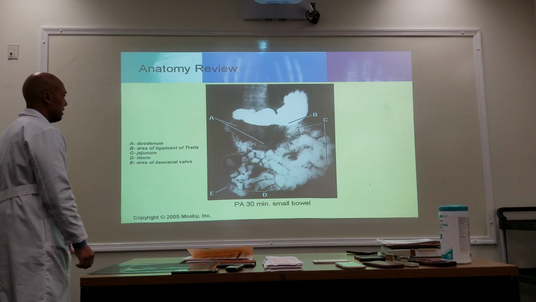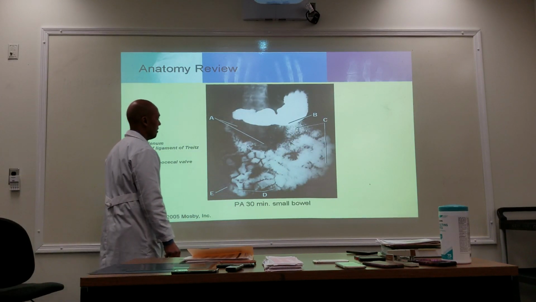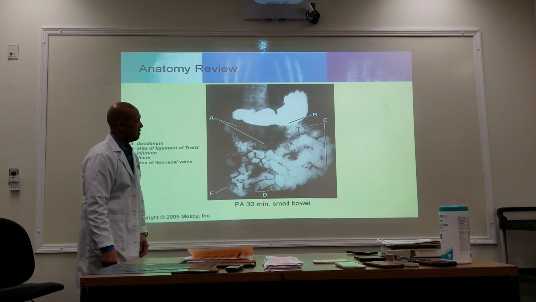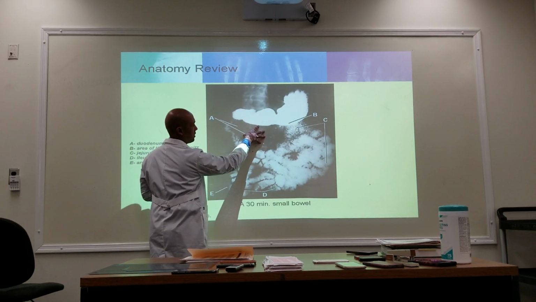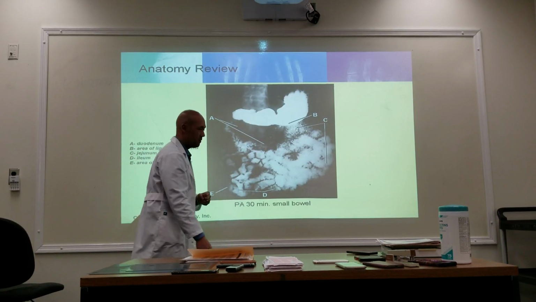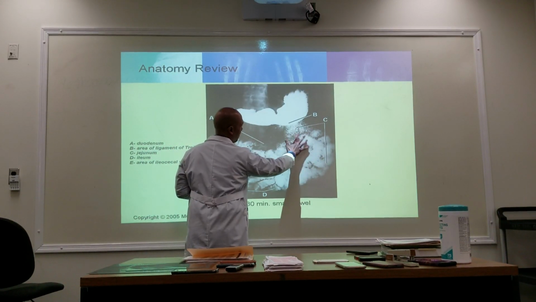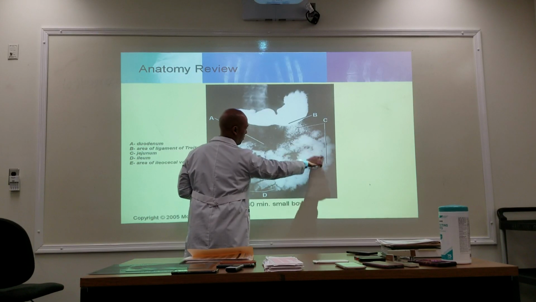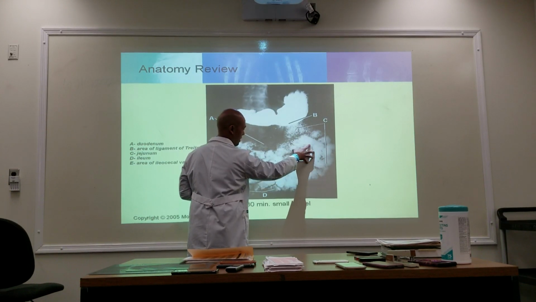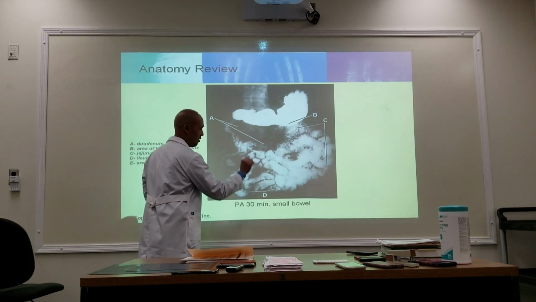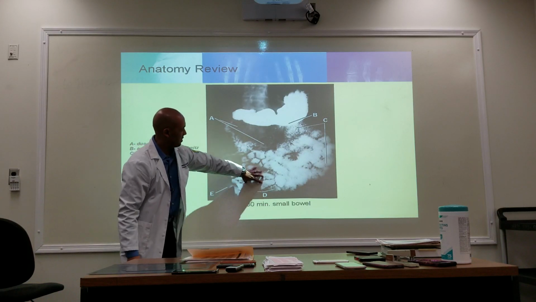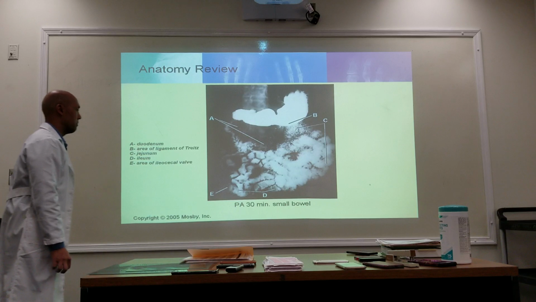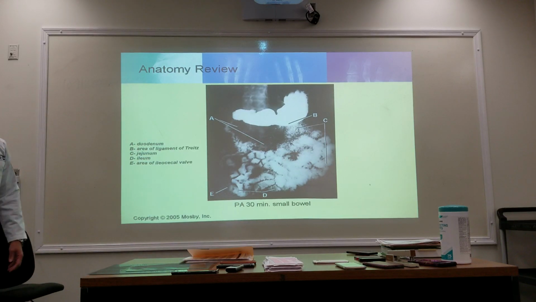Okay, so if you're looking at this again, to identify the first segment of the small bowel, it should be the duodenum. Then you have the feathery appearance, which is the jejunum, and then if you look at the small indentations of the bowel, this is the ileum. Okay.